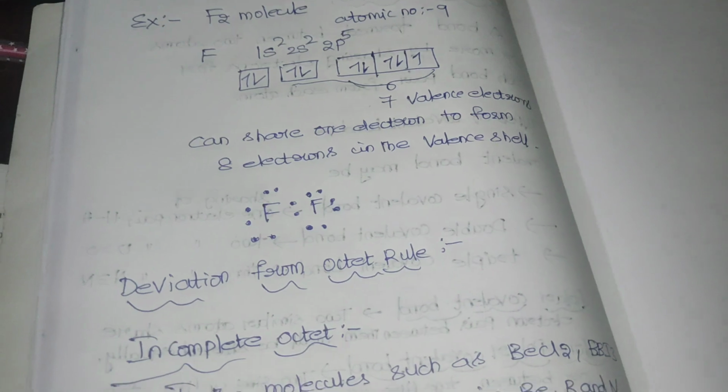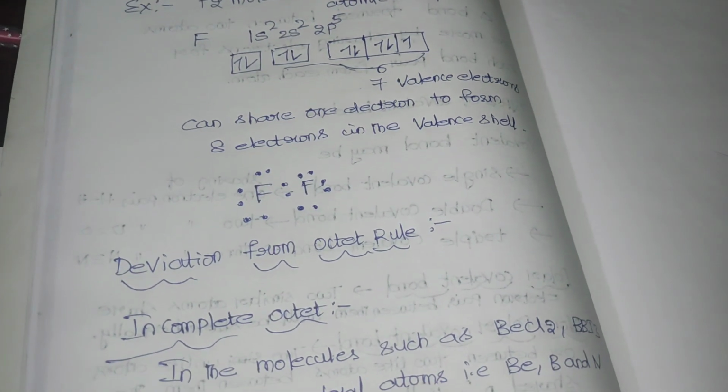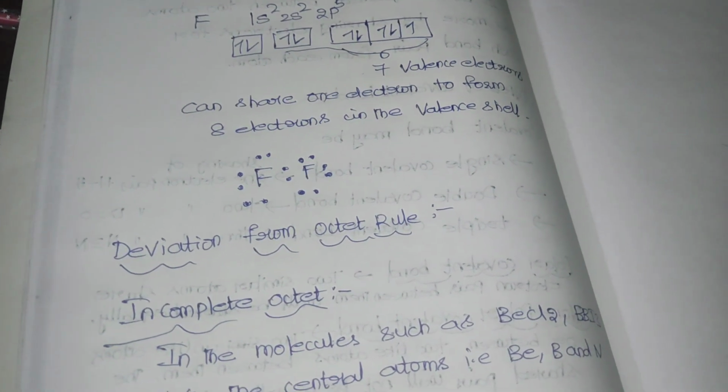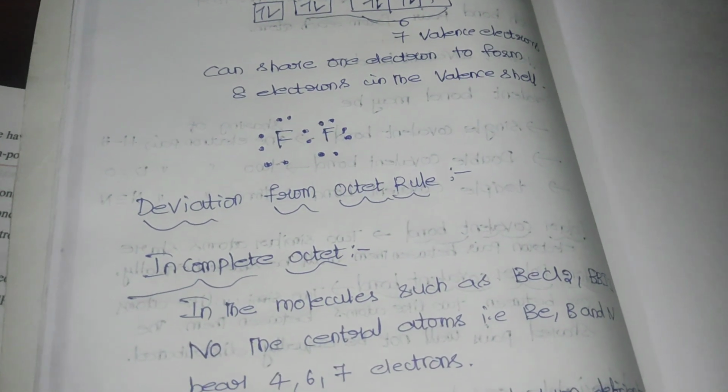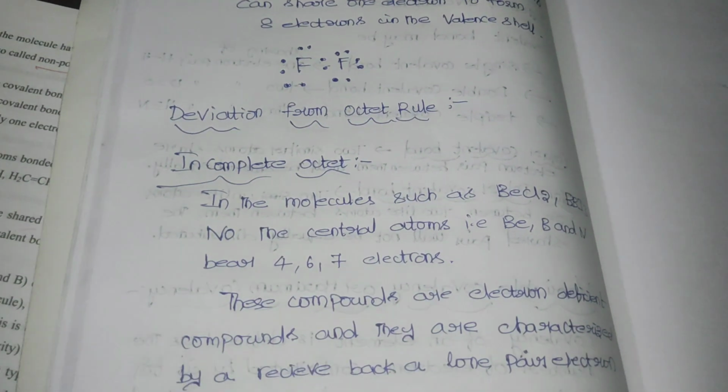Sometimes some molecules will not follow the octet rule. So there will be a deviation from the octet rule. What is deviation of the octet rule, and how does it occur? Let's see.